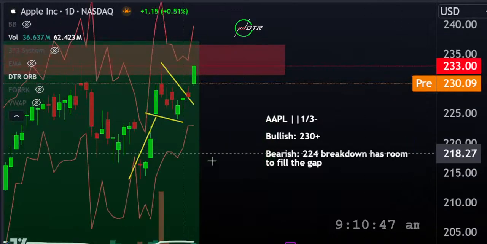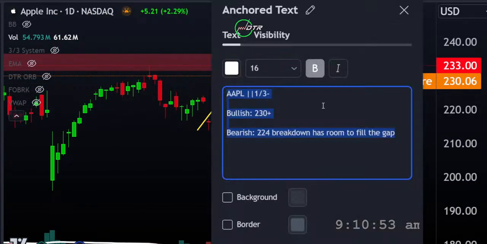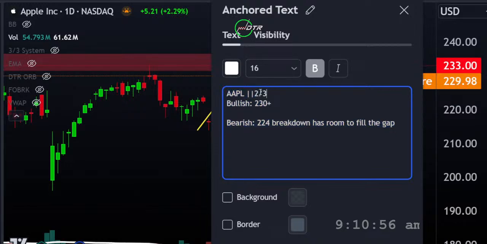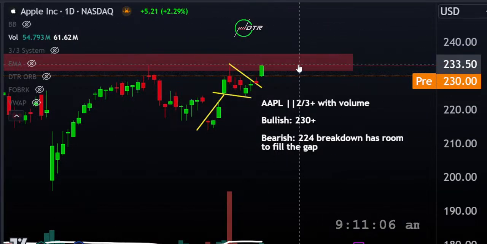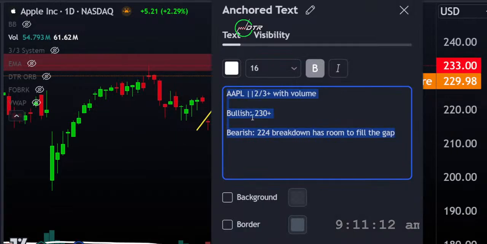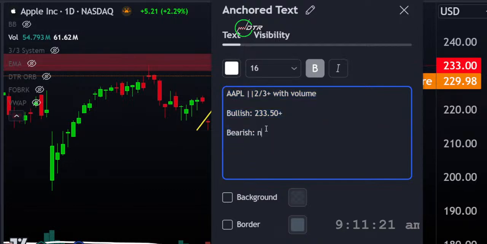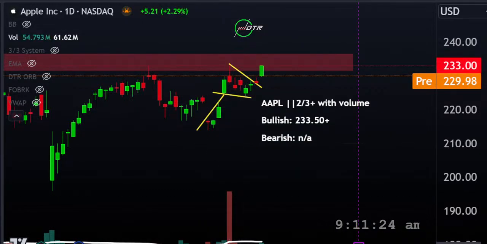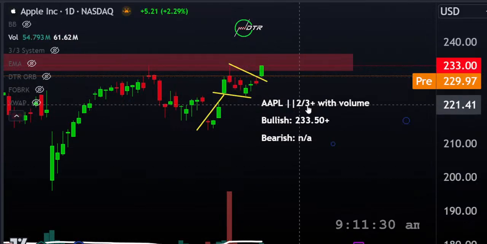All right, Apple, what's the count here? Right, 2 out of 3 to the upside with volume, gapping down here to be around that 230 area. And then today we're going to be looking for a breakout above 233.50. And then to the downside, because we have that 2 out of 3 with volume, this is an NA downside scenario. Pattern breakout by the looks of it. We're going to look for a continuation story or to see that previous area of resistance now act as support.